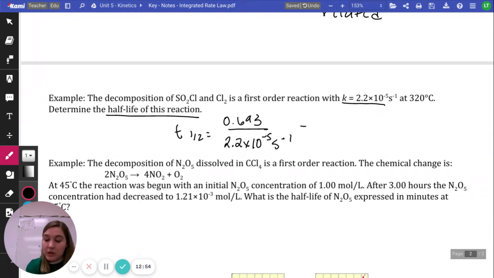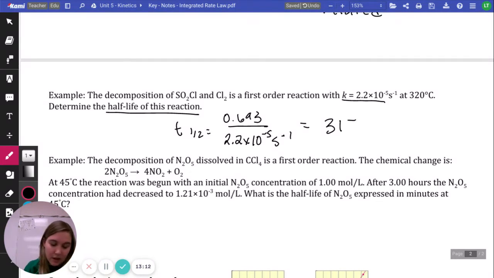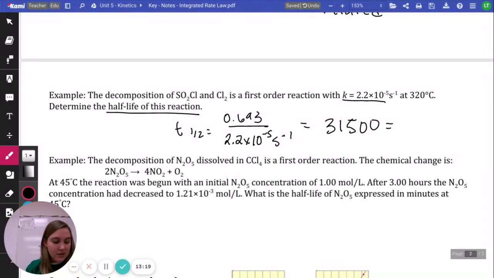Okay, so let's plug it into our calculator. 0.693 divided by 2.2 e to the negative 5th. And I got 31,500. My k only has 2 sig figs, so my answer should have 2 sig figs. So that gives me 32,000 seconds as my half-life.